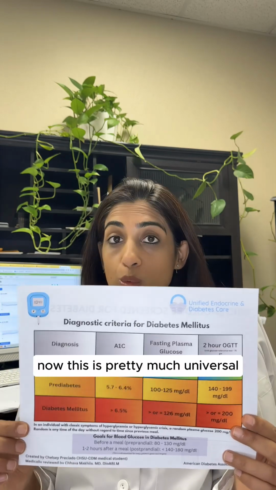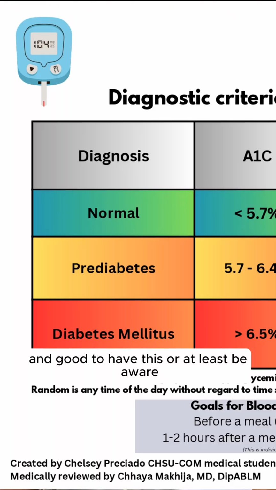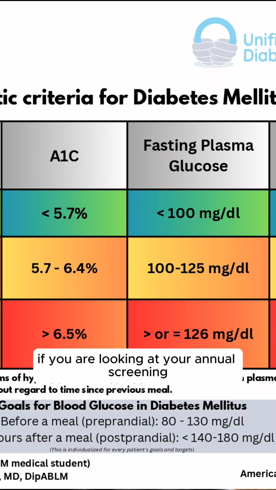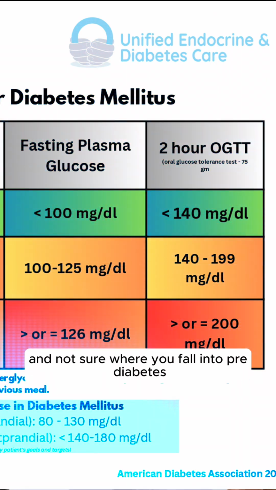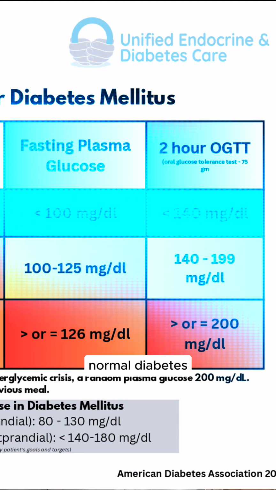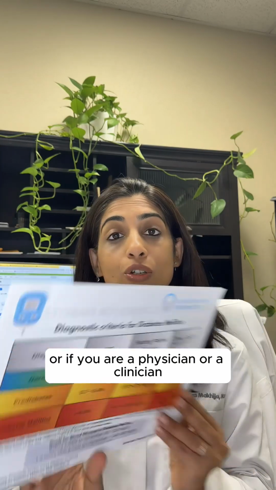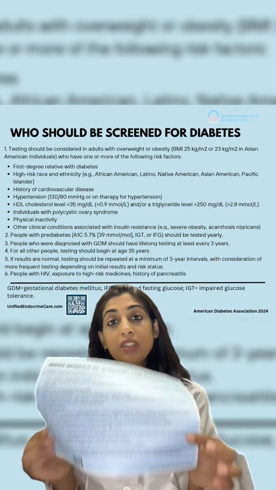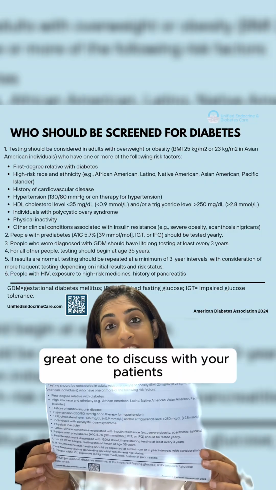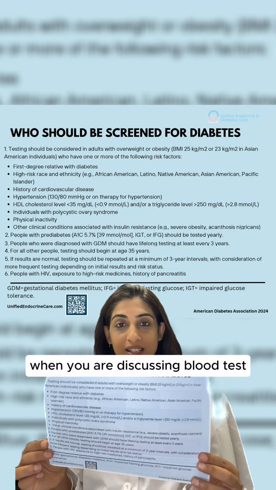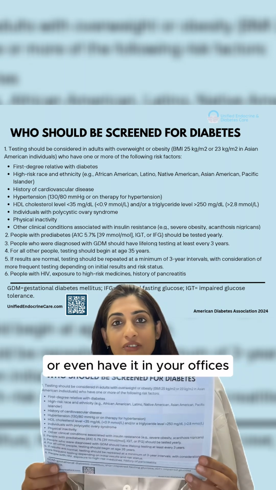Now, this is pretty much universal and good to have, or at least be aware of, if you are looking at your annual screening and not sure where you fall into pre-diabetes, normal, or diabetes, then this would be a great one for you to have. Or if you are a physician or a clinician, it's a great one to discuss with your patients when you are discussing blood tests, or even have it in your offices.